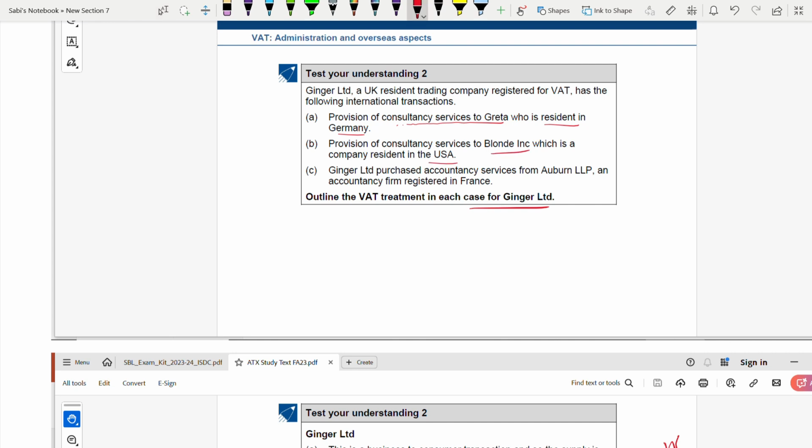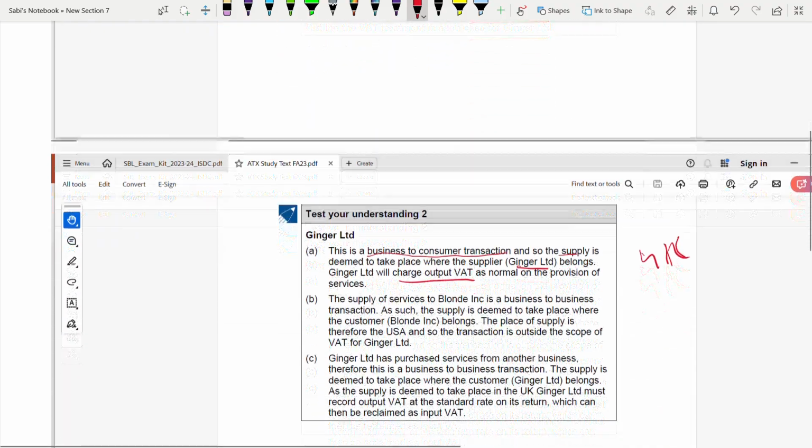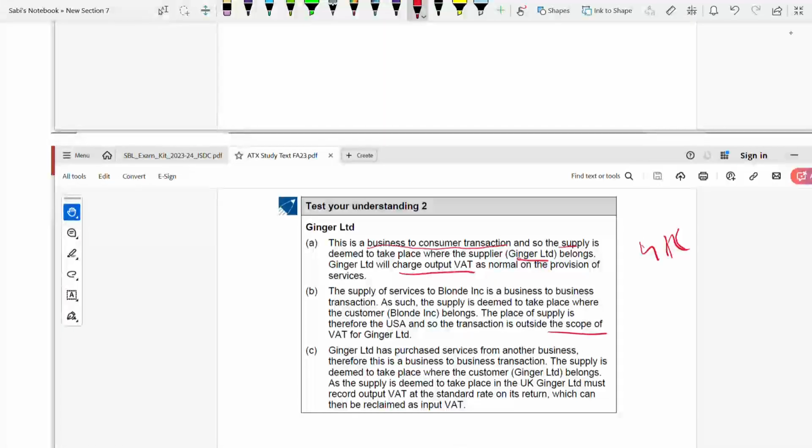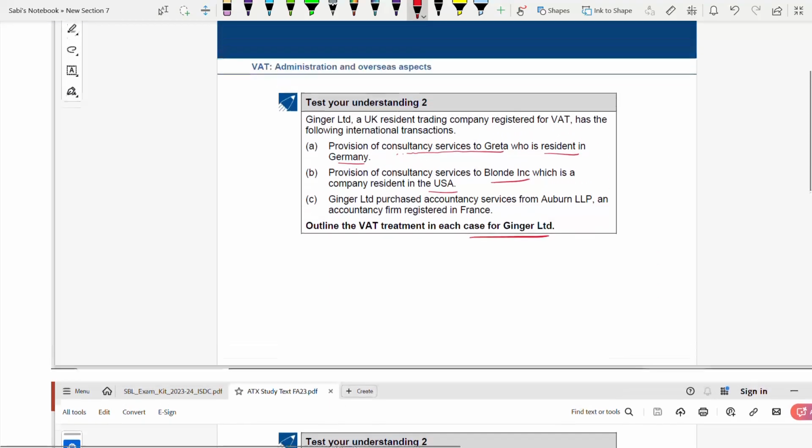Now they are giving business to business. So this is outside the scope of UK VAT because this is business to business. So the supply belongs to where the customer belongs. Place of supply is US, outside the scope of UK VAT.